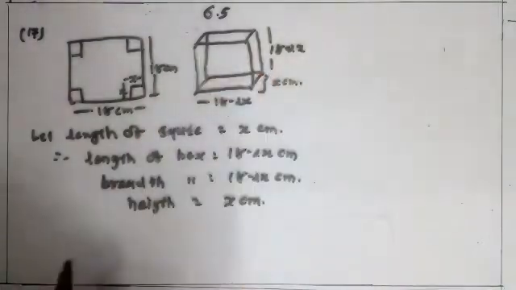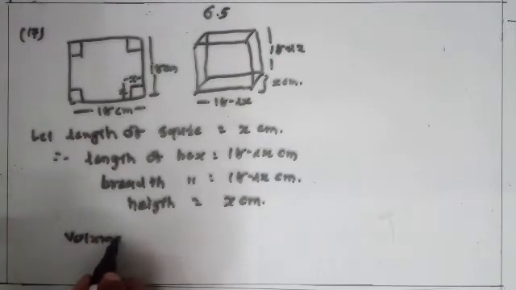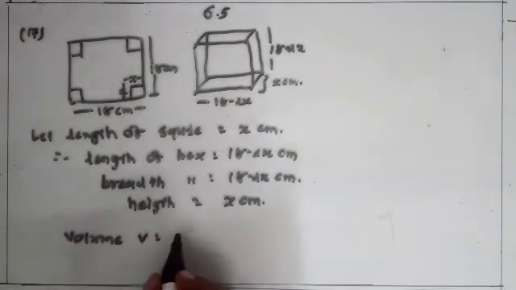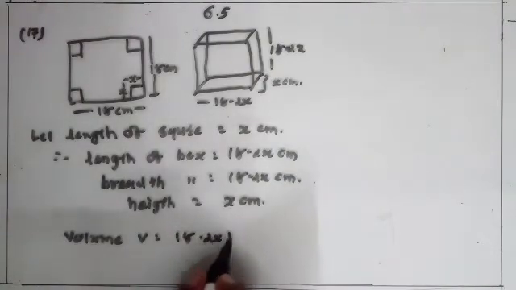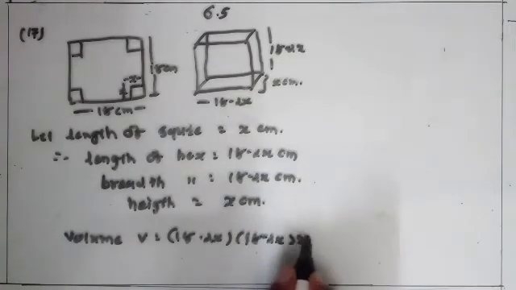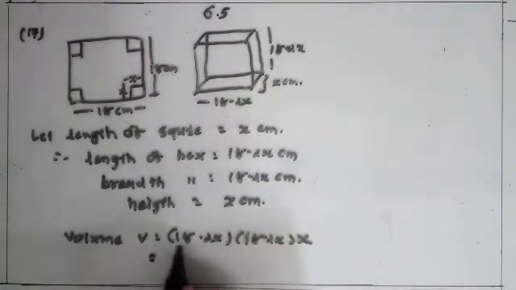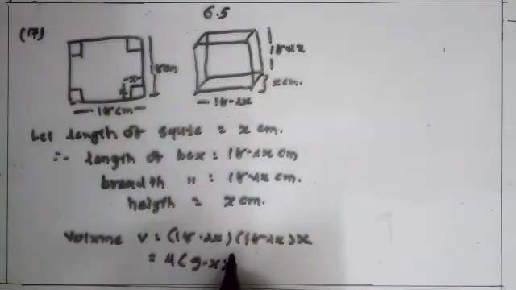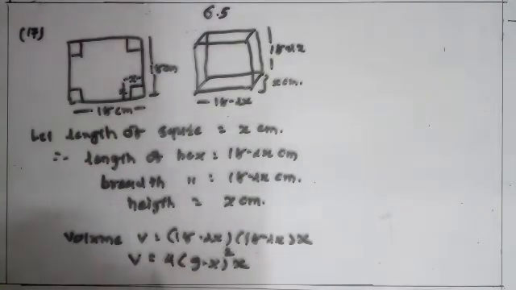Now the volume of the box: V is equal to length into breadth into height, that is (18 minus 2x) into (18 minus 2x) into x. Simplify this. Take 2 common from these two, so 2 into 2 becomes 4, here 9 minus x, here also 9 minus x. So V is 4 into (9 minus x) square into x. Clear?